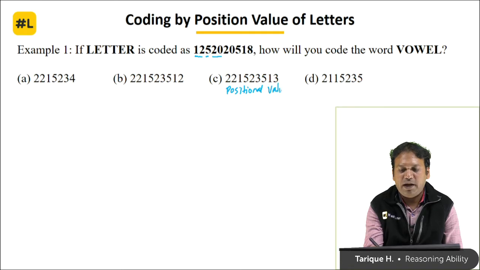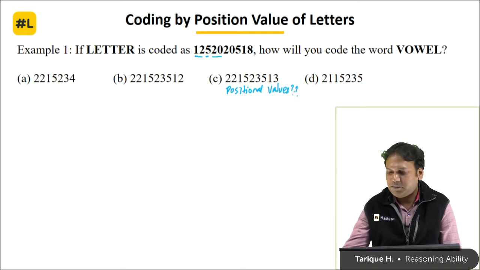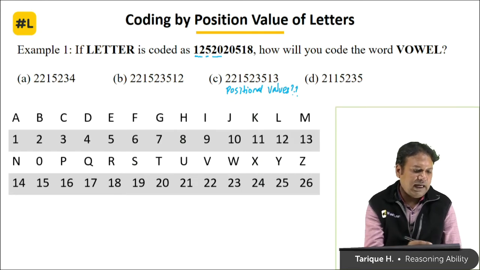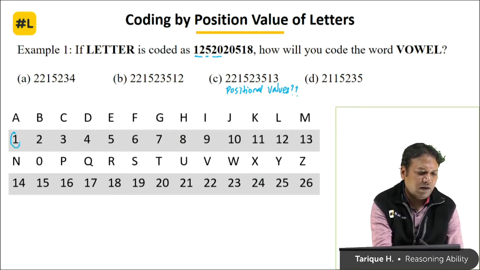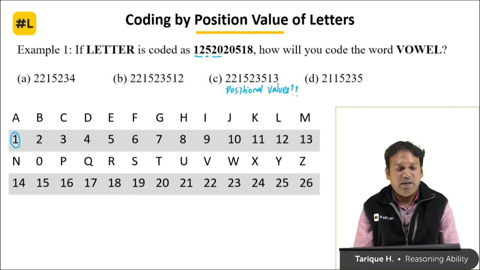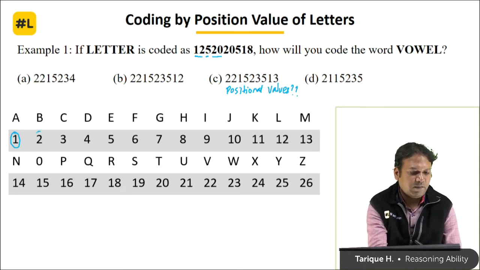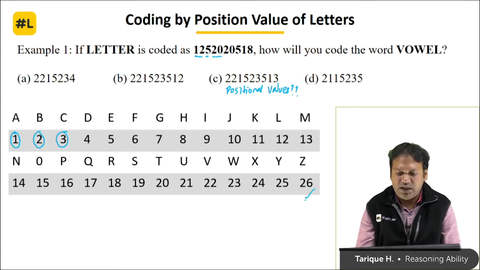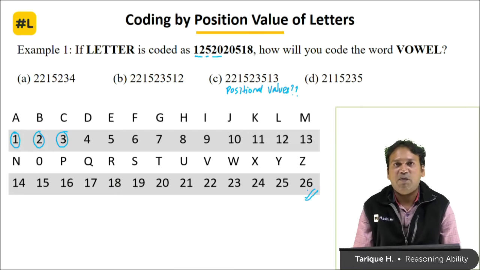What do we mean by positional values? Let's see here. This is the English alphabet, A to Z. Now what we can do is we can assign positional values, like here we have assigned 1, A is 1, then B is 2, C is 3. These are the positional values. A is the first letter, B is the second letter, C is the third letter. So if we assign the number 1 to A, 2 to B, then Z is 26, the 26th letter. This is one of the methods. Now we will see other methods as we progress in this class.